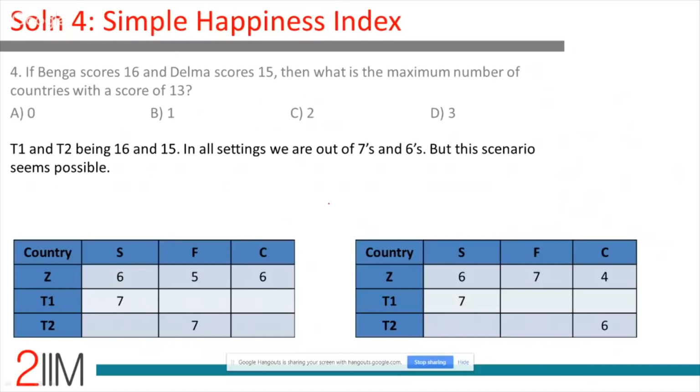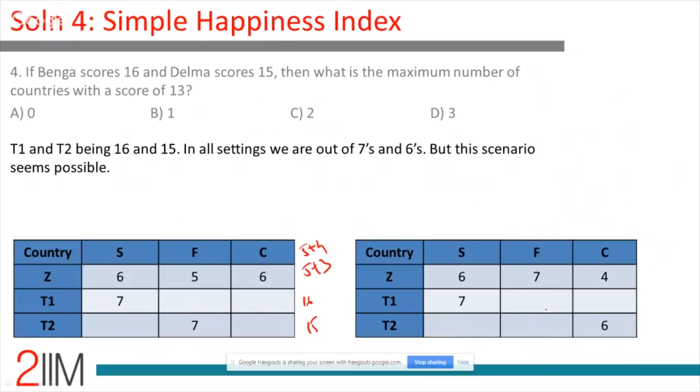And so we're starting with 2 grids. 17, 16, 15 could be 656 or 674 for Zuma. Then Benga and Delma have 16 and 15 each. So we need to fill this out. So let's think about this. If Zuma had 656, we're out of 7s and 6s. We already know that in both of these scenarios. So if this were 16 and 15, the remaining 2 should add up to 9 and 8. So we need to have a 5 plus 4 and a 5 plus 3 in this grid.